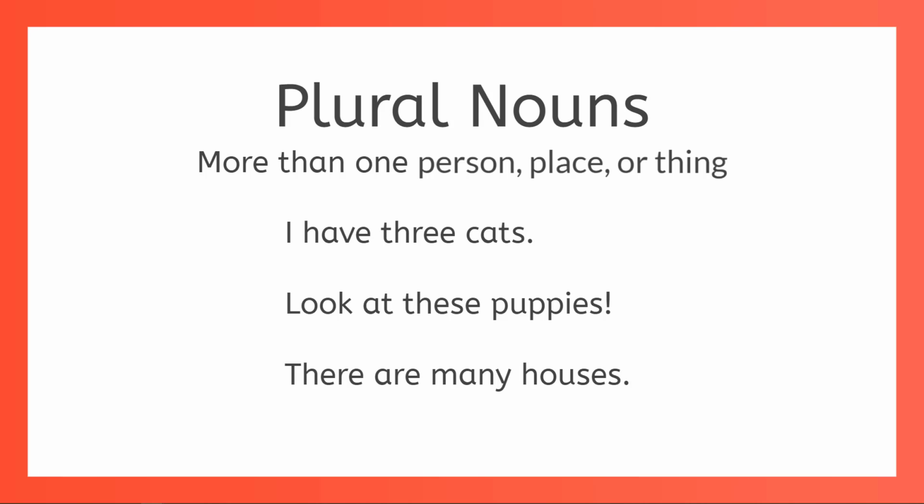Nouns can also be plural, representing more than one person, place, or thing. I have 3 cats. There is more than one cat. Cats is the plural form of cat. Look at those puppies. There is more than one puppy, so puppies is plural. There are many houses. Houses is the plural form of house.